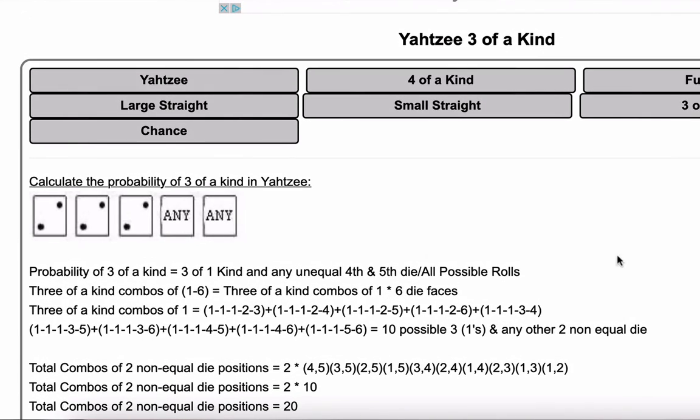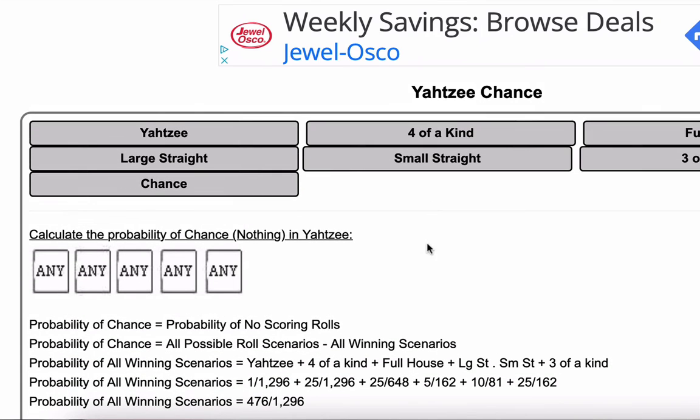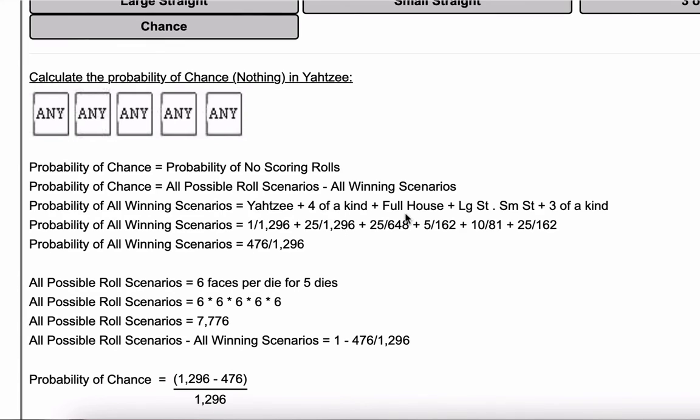And finally on our list, we want the probability of chance. Chance is another term for nothing in Yahtzee, so it means you don't have a winning hand, it's a busted hand, no points. And what that means is it's the probability of no scoring rolls. So what we do is we take all possible roll scenarios minus all the winning scenarios, and we're left with chance.